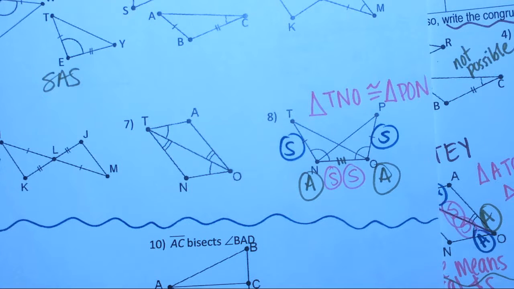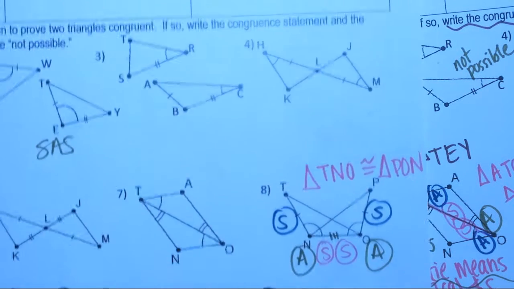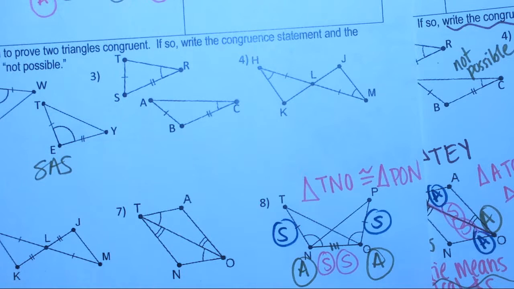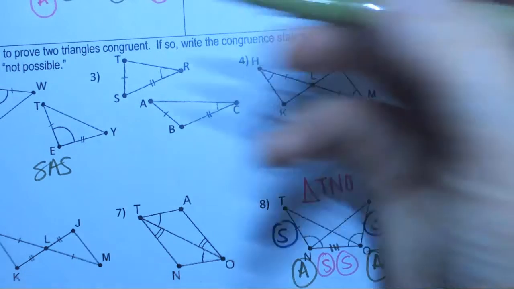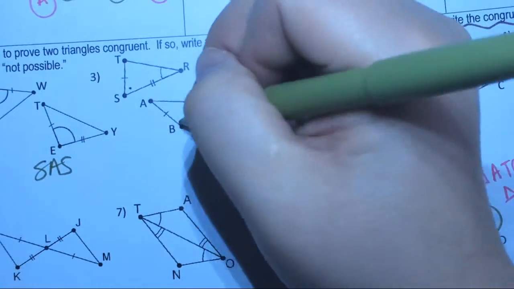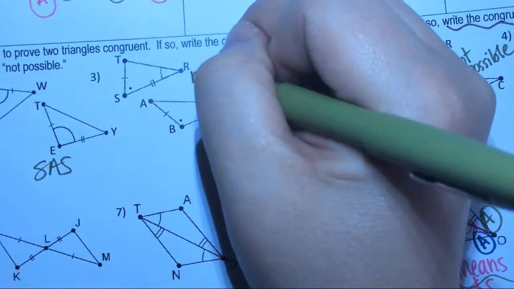Okay, you're very smart. What should I put on number 3? Why? It's not the angle in between. It would need to be angle S. It would need to be angle B. So it's not possible. Number 3 is not possible.